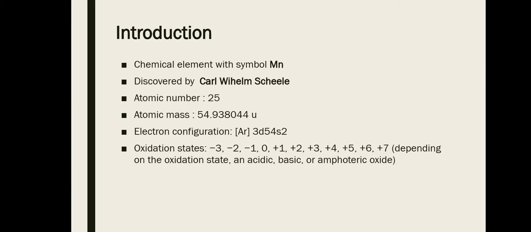This was first discovered by Carl Wilhelm Scheele, having atomic number 25 and atomic mass 54.938044 u. Its electronic configuration: its outermost shell has 3d5 and 4s2 electrons.